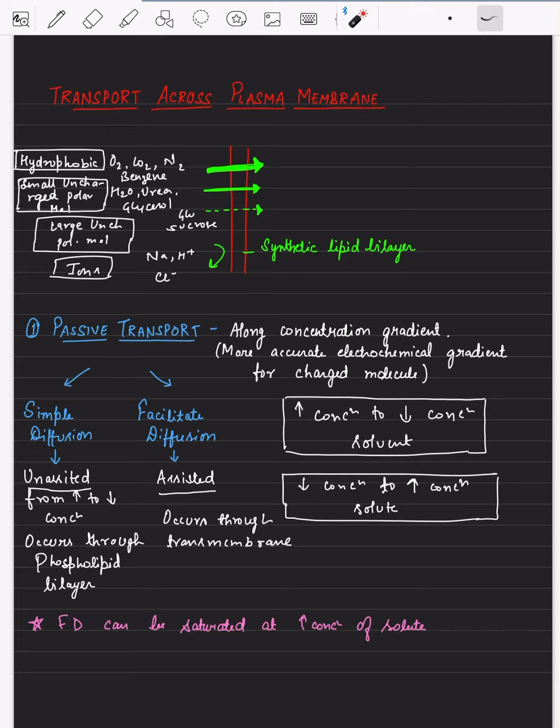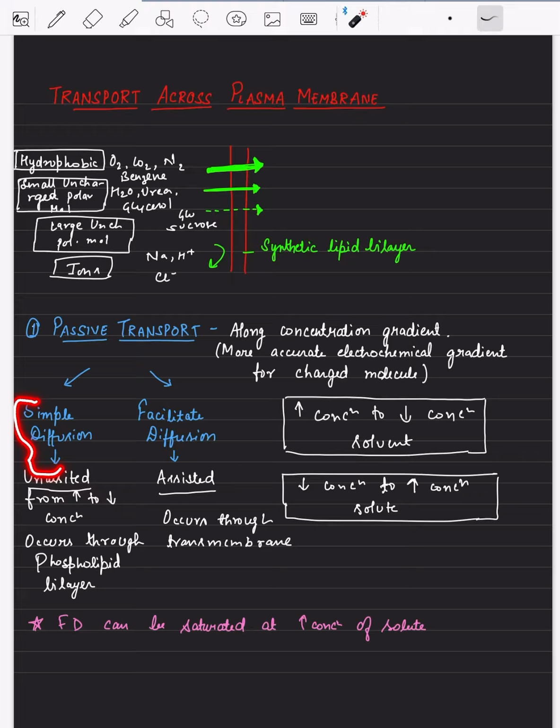So first of all, we are going to see the passive transport. Here in passive transport, transportation occurs along the concentration gradient. No energy is involved. More accurately, you can say along the electrochemical gradient. For the charged molecule, instead of concentration gradient, the best word will be electrochemical gradient. So it could be of two types, either simple diffusion or facilitated diffusion.